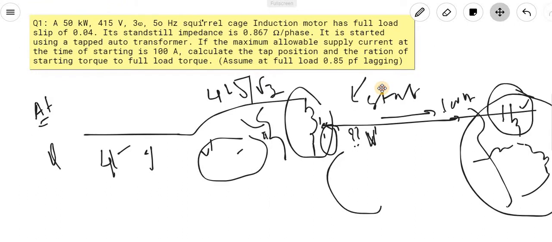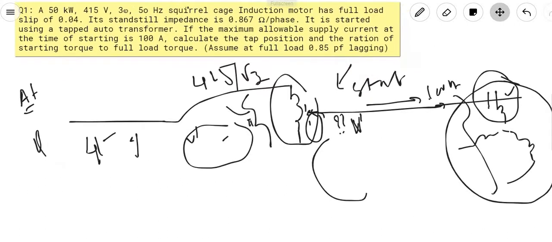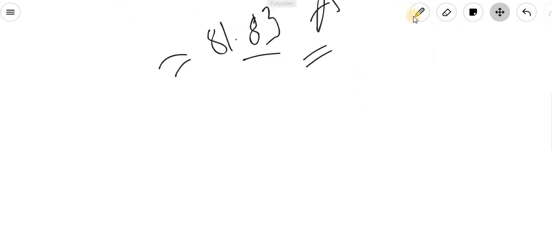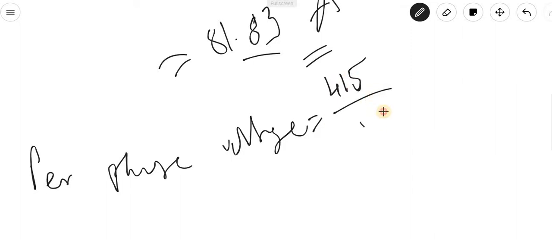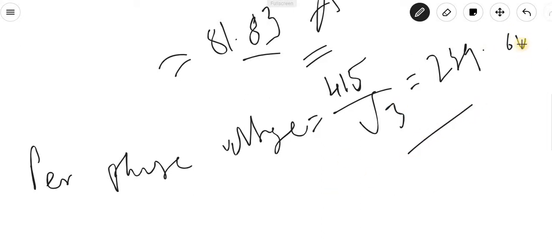So firstly we have to see the per phase voltage. Per phase voltage is 415 volt divided by root 3. So how much will it be? It will be around 240 volt. Clear?